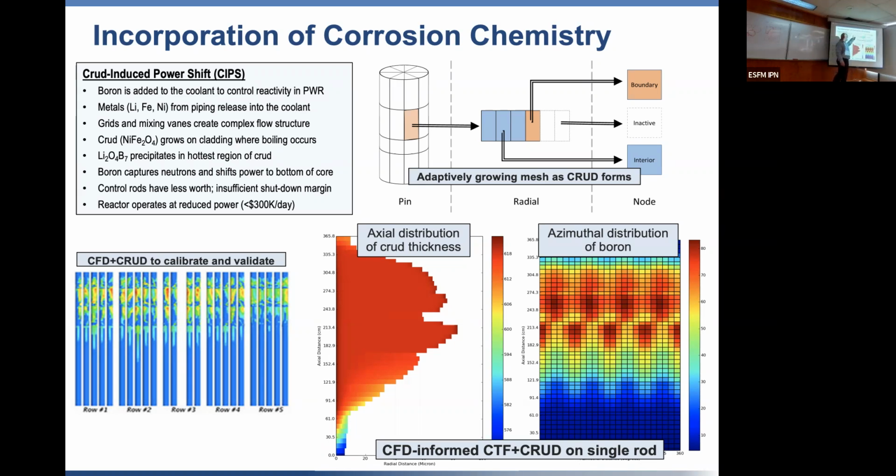And every one of these faces is done individually. So on a single rod, we can create a map of how much crud has grown on that distribution. And in that crud, there is boron. So what is the distribution of boron on that one rod? This is a picture of the axial distribution of how thick the crud grows, and this is a picture of the boron inside of the crud, azimuthally around the rod and from the bottom to the top.